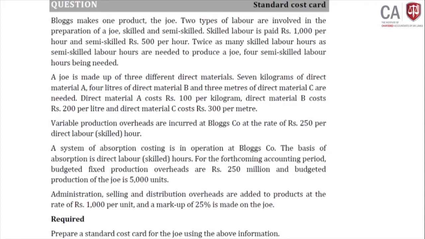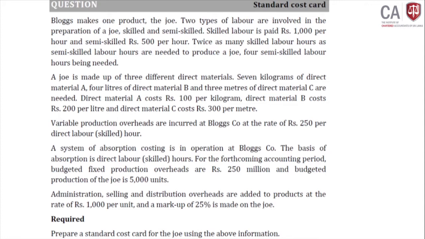A system of absorption costing is in operation in blocks company. So they are using the absorption costing method. So then, when you value inventory, you have to absorb fixed cost also into unit of output. The basis of absorption is direct labor skill hours for the forthcoming accounting period. Budgeted fixed production overheads are rupees 250 million and budgeted production of joy is 5,000 units.